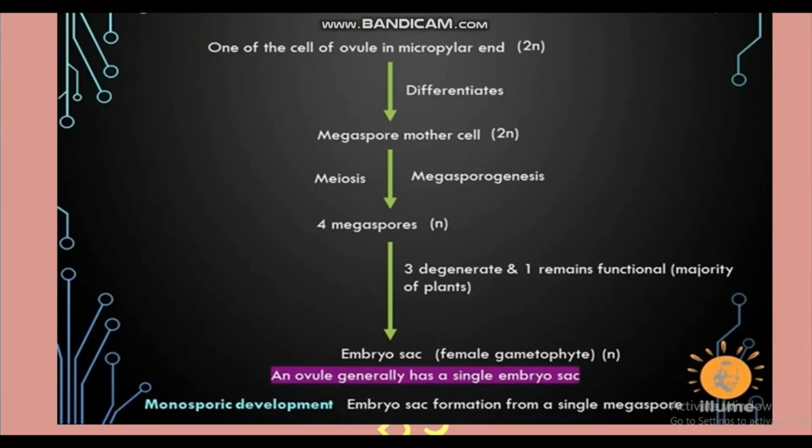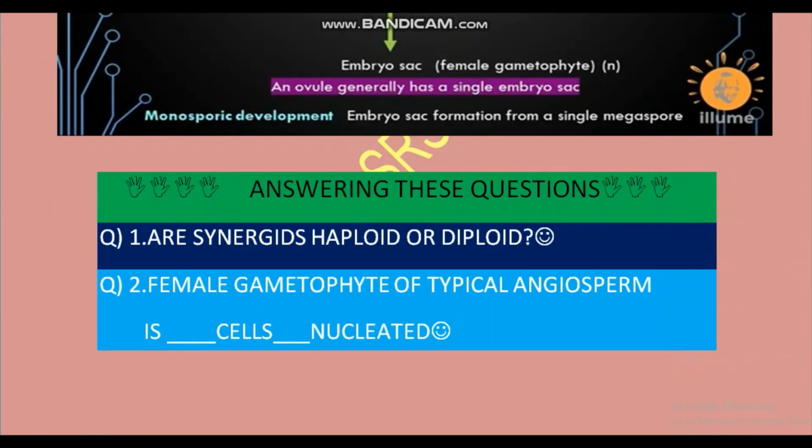And last, there is a gist, a flow chart of the megasporogenesis. Those who want can write this down or make notes. And finally there is a question for you. If you are unable to give this answer, you can check your understanding of whether you got the chapter topic or not. So with this I am going to finish this video. Thank you.